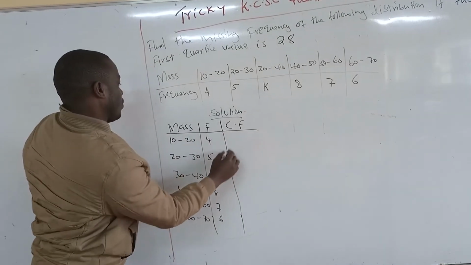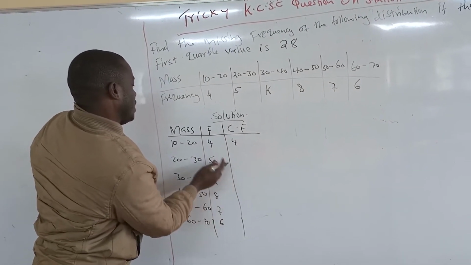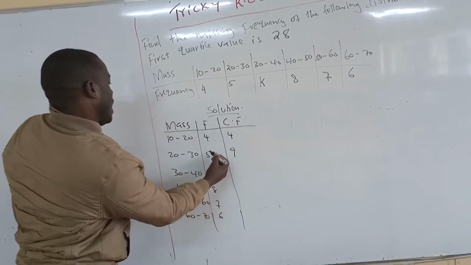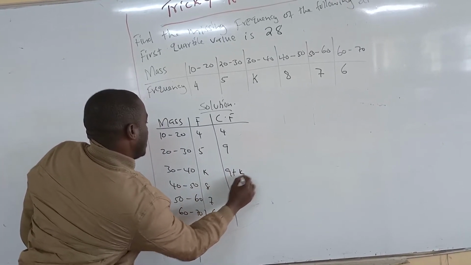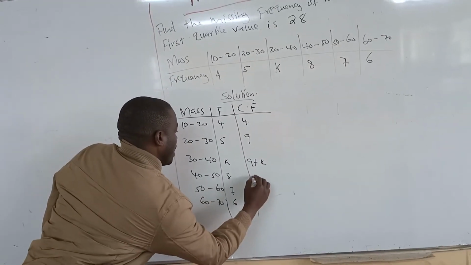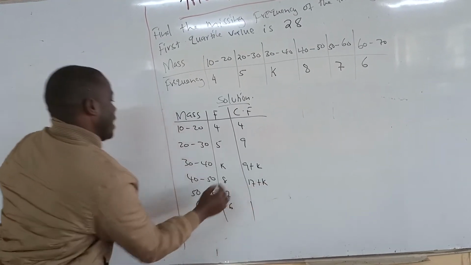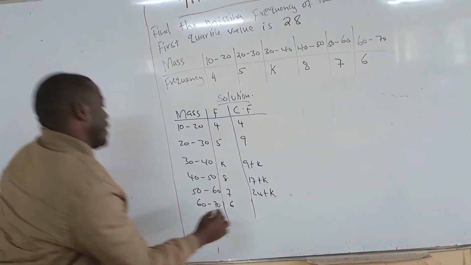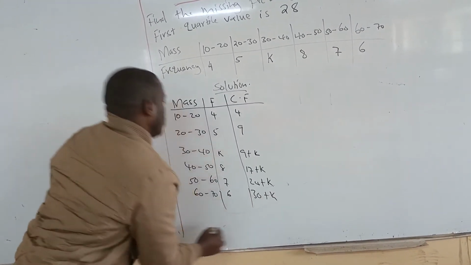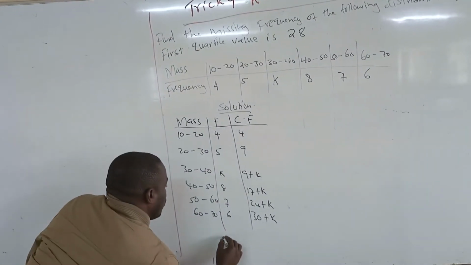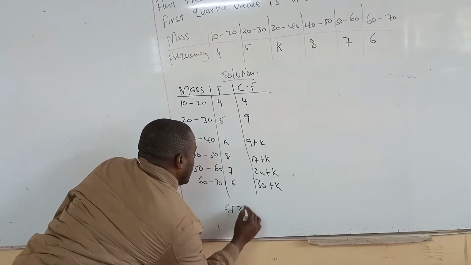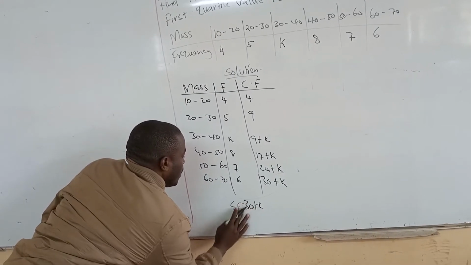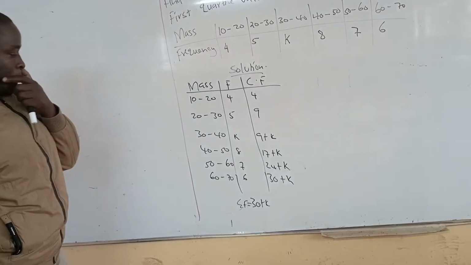Therefore, we need to find the cumulative frequency. We take 4, then 4 plus 5 gives you 9. Then 9 plus K, then 9 plus K plus 8 becomes 17 plus K. 17 plus 7 becomes 24 plus K. Then 24 plus 6 becomes 30 plus K. So the summation of F, the sum of frequency, is 30 plus K.